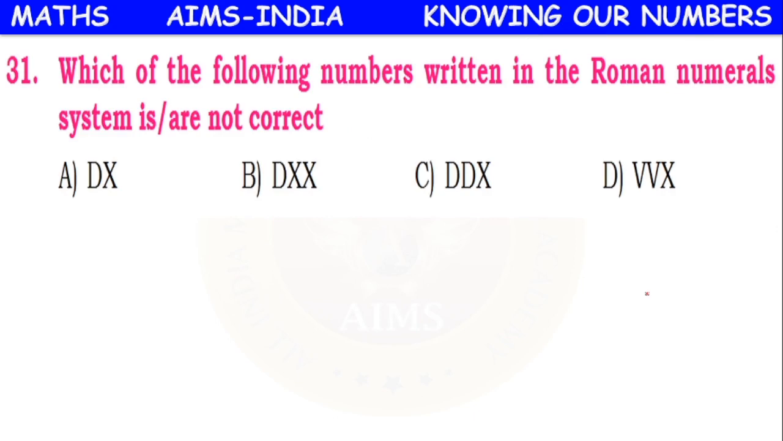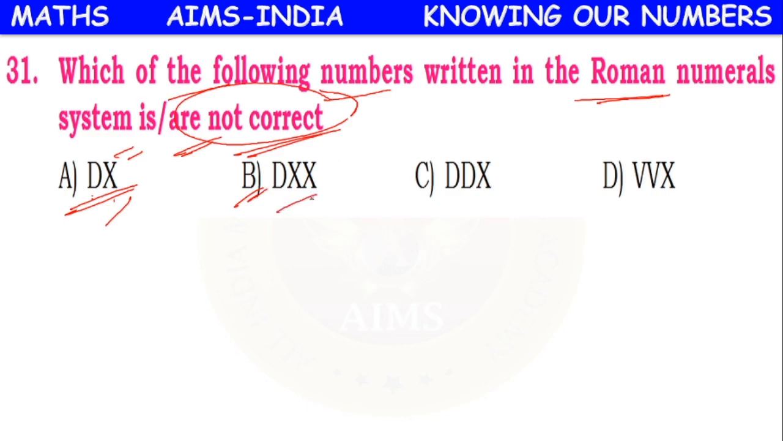Next. Question 31. Which of the following numbers written in the Roman numeral system are not correct? They are asking which of the following are not correct. DX: what is DX? D stands for 500, X stands for 10. So 510. Correct answer, 510 is correct.